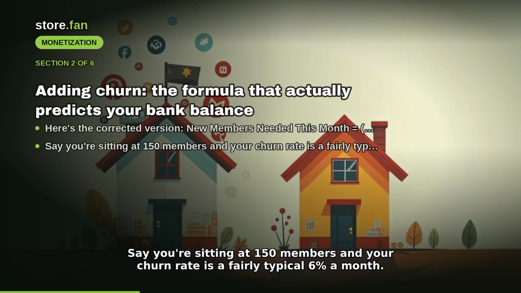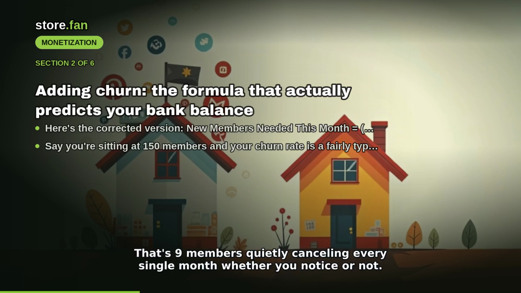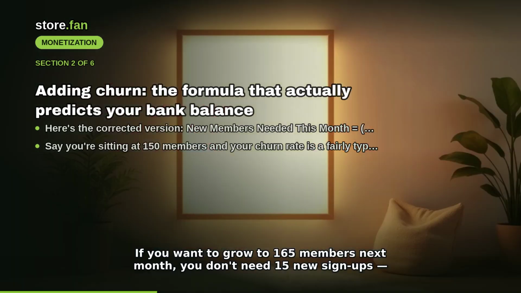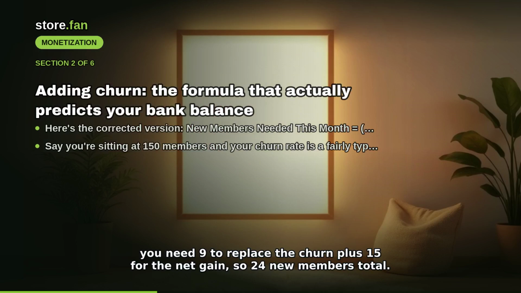Say you're sitting at 150 members and your churn rate is a fairly typical 6% a month. That's 9 members quietly canceling every single month, whether you notice or not. If you want to grow to 165 members next month, you don't need 15 new signups. You need 9 to replace the churn plus 15 for the net gain, so 24 new members total.